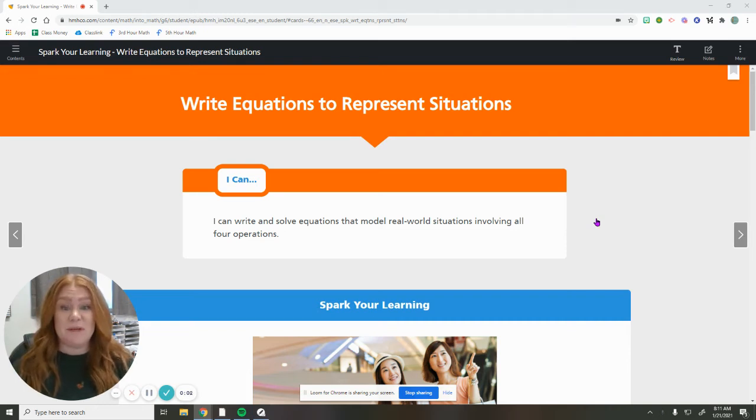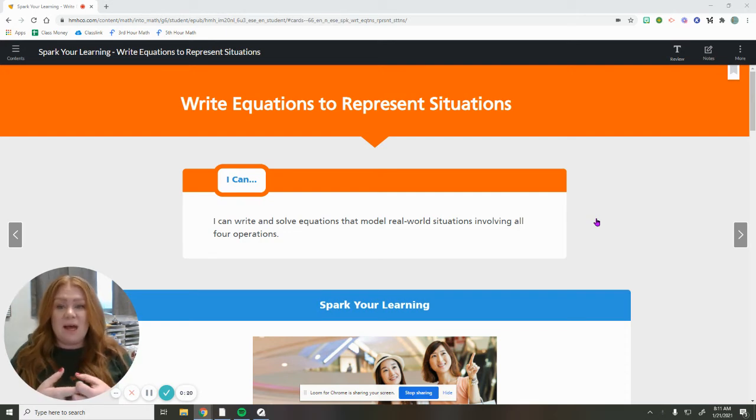We are starting module 9 now. So we have been spending a lot of time talking about expressions. So expressions are the problem. What do you need to do? So now we're going to take that knowledge and we're going to start making equations with those expressions.